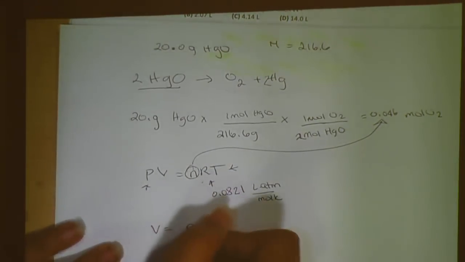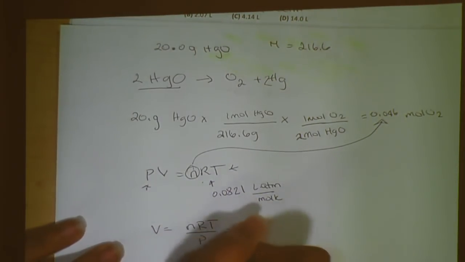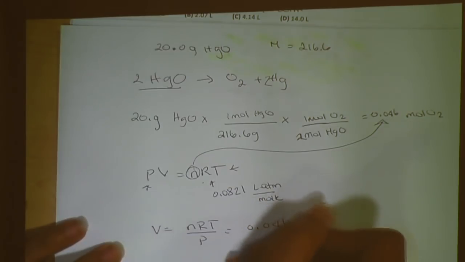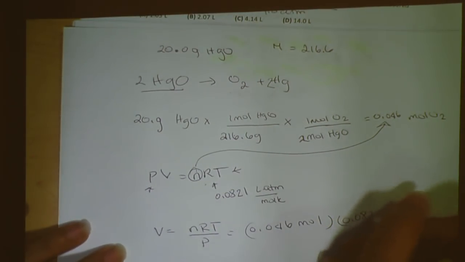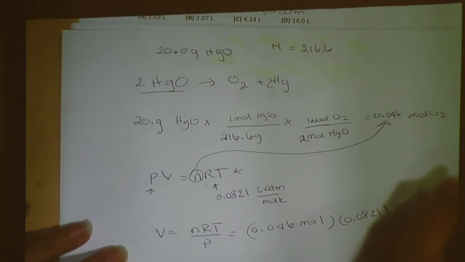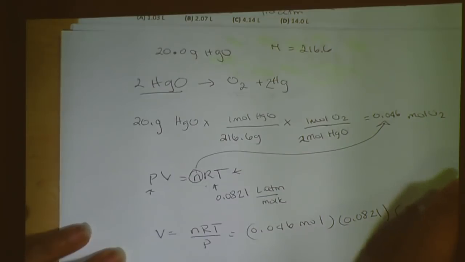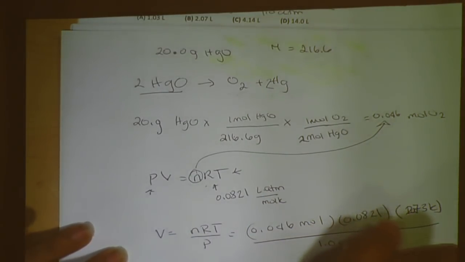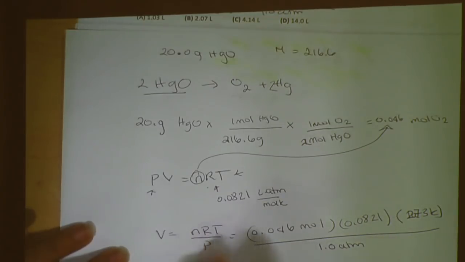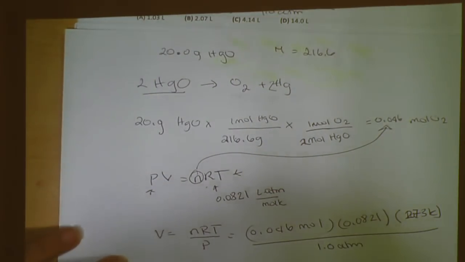V equals nRT over P, which is 0.046 moles times 0.0821 times 273 Kelvin over the pressure, which is 1. So V is equal to this.